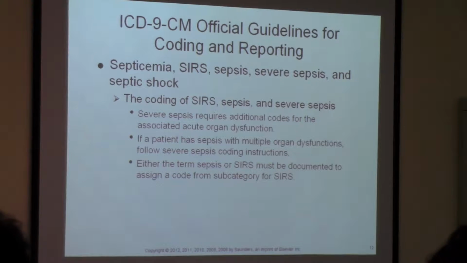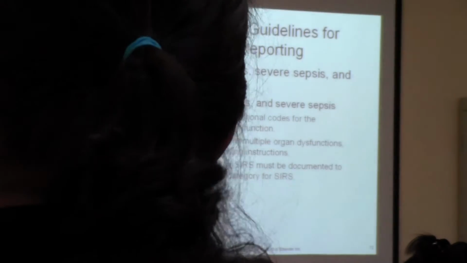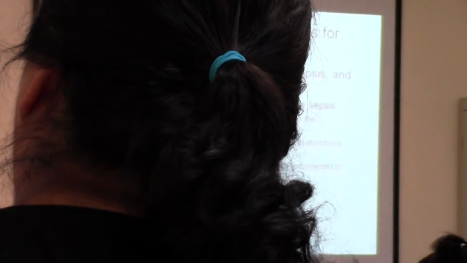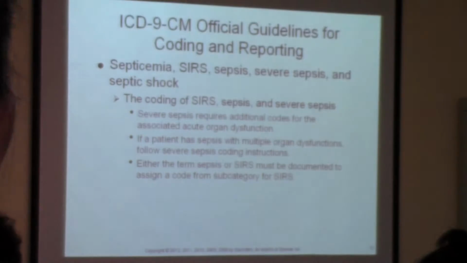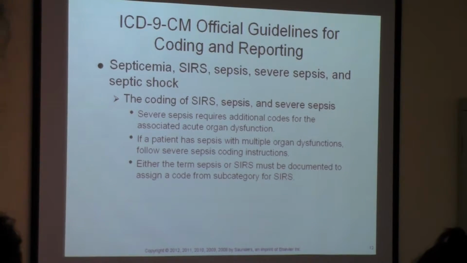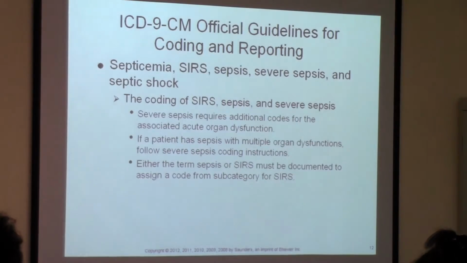What is number 3? Organ dysfunction. So acute organ dysfunction. So that's severe sepsis. So you have the underlying cause, the code to indicate that it's severe sepsis, 995.92, and then the third one will be the organ dysfunction, because that's why you're coding for severe sepsis, because there is a dysfunction.